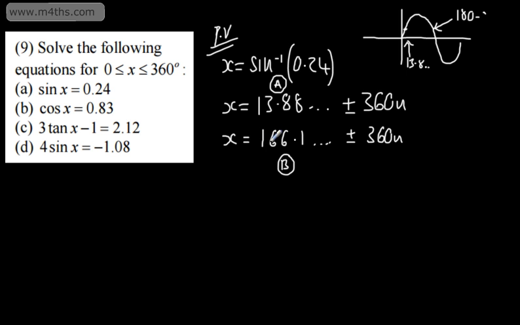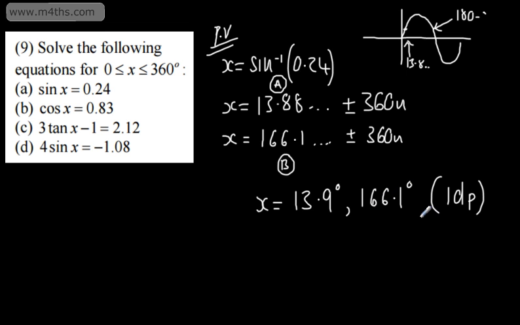We asked originally to give these to 1 dp, so x is equal to 13.9 degrees, and x is equal to 166.1 degrees. They're to 1 dp. Sometimes you'll be asked for 3 significant figures, sometimes it'll be 1 dp, 2 dp. I'm not really interested in that to begin with, I'm just looking at the actual approach.